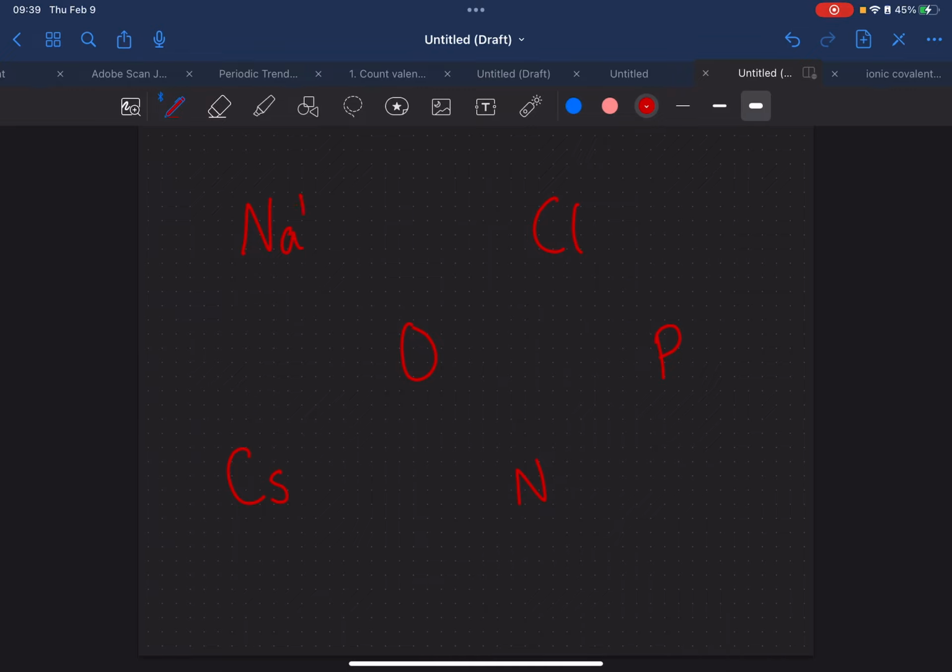All right, here we go. So sodium has a +1 charge. Oxide has a -2 charge. Chloride has a -1. Phosphide -3. Nitride also -3. And cesium has a +1 charge. That's just straight up using your periodic table. You should have labeled the +1, +2, +3, -3, -2, -1 on your periodic table already. And you should know how to use those.